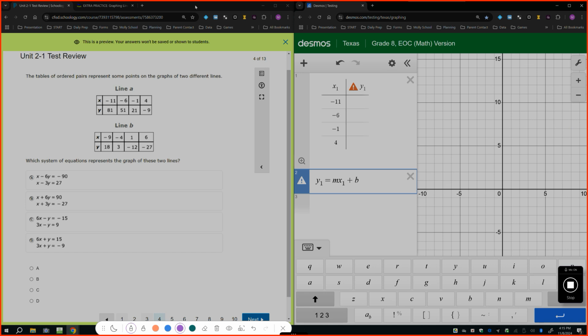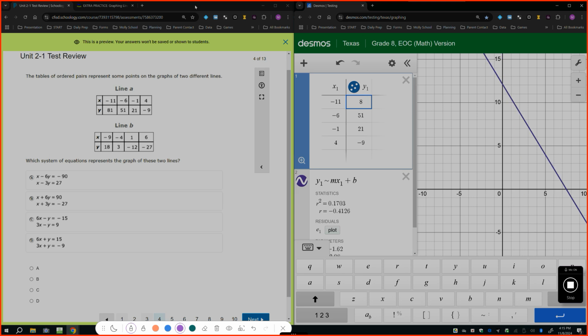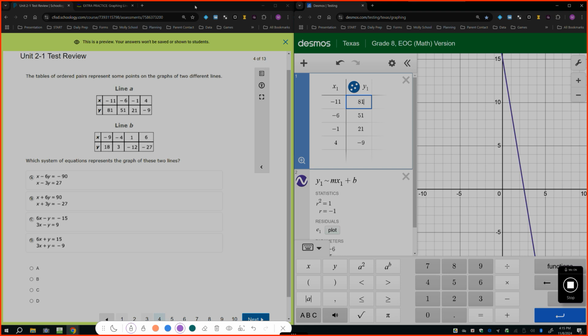Oh, I forgot to make it the tilde. I do not like the tilde. Okay. What did I do wrong? Oh, it should be 81. Okay, there we go.